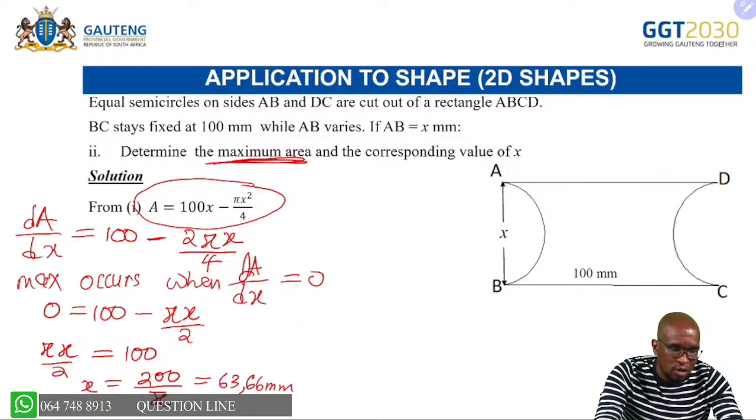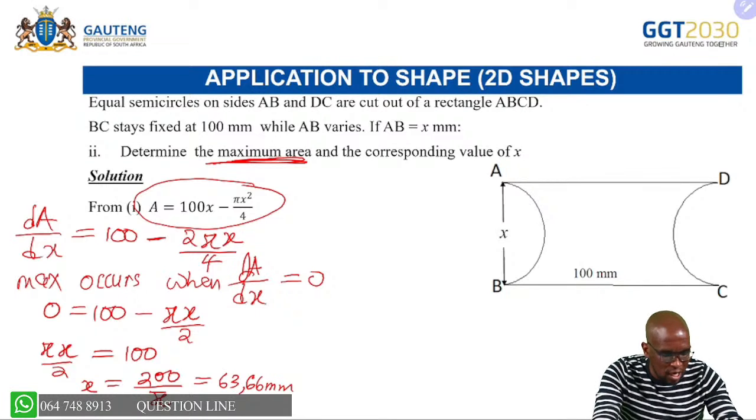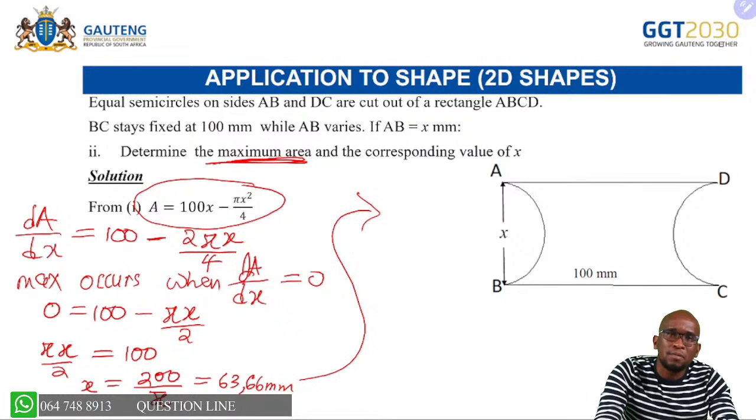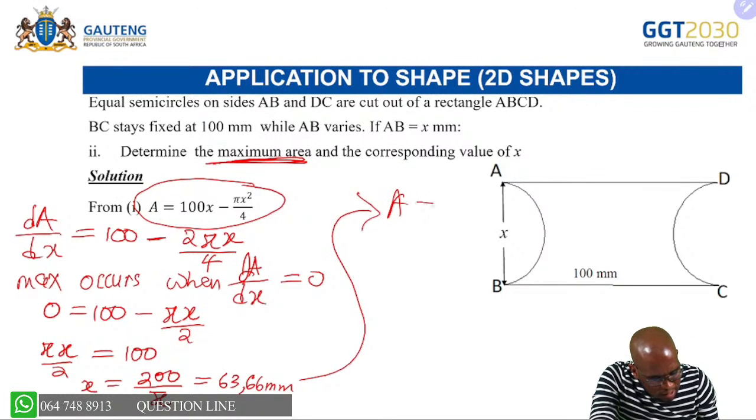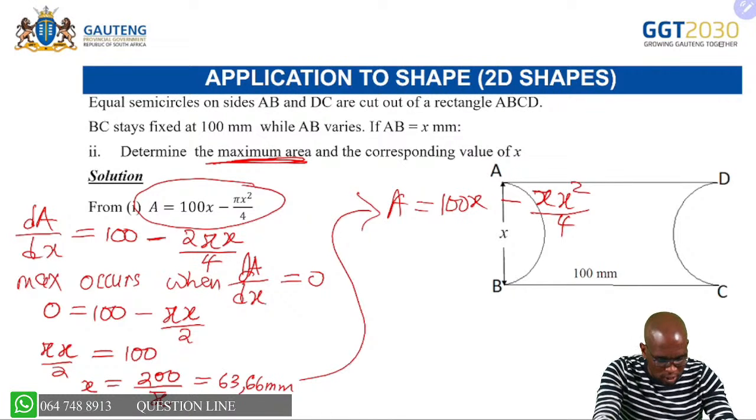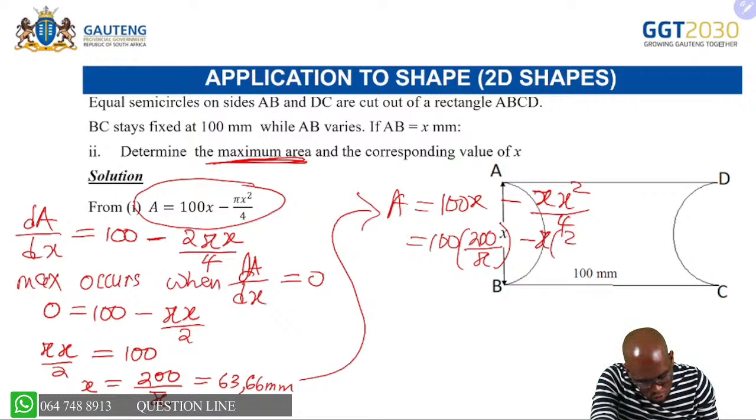Remember, when you have pi, you should only put it into the calculator for the final step so that you don't lose any decimal points along the calculation. Now, you found the value of x for which the maximum occurs. The question was, we need to determine the maximum area, which means that we come back to the objective function. The objective function in this case is A equals 100x minus pi x squared over 4. Already you know the value of x at which the maximum occurs. We know that value of x is 200 over pi. So this is 100 into 200 over pi, minus pi into 200 over pi all squared, divided by 4.